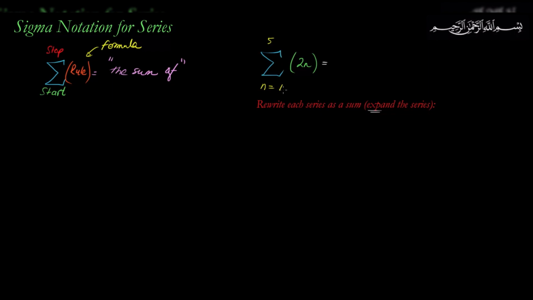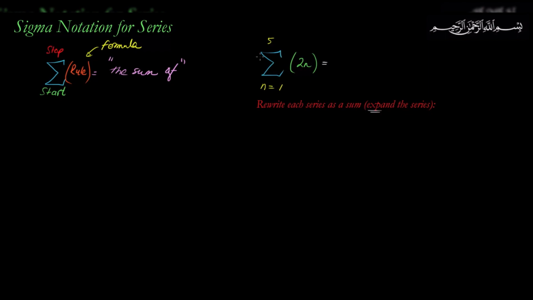You would take n, and n would start out as 1, and then you substitute that over there. And then you go to n equal to 2, and you substitute it over there. And then 3, and then 4, and 5, and you would stop when n is equal to 5. Now, if this number over here was 10, you would go all the way up to 10.